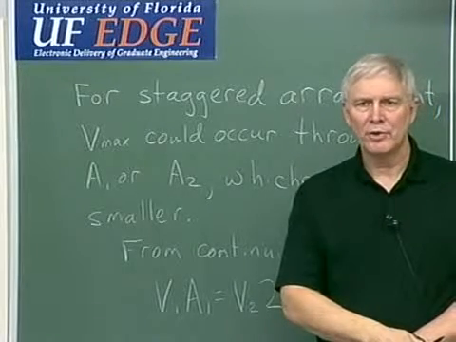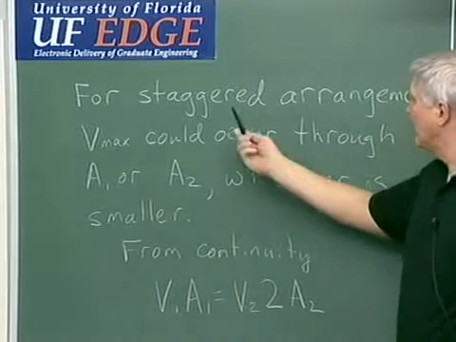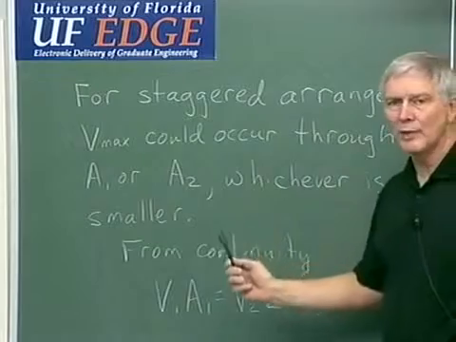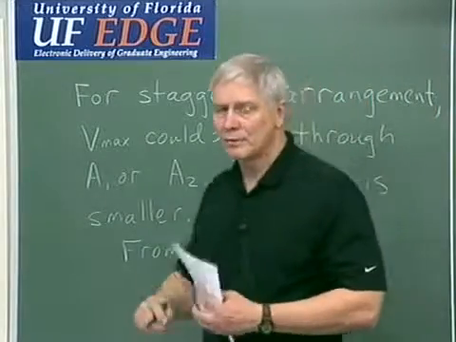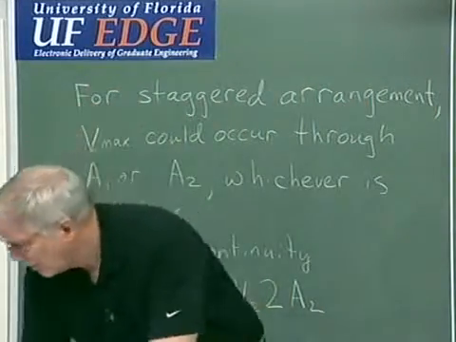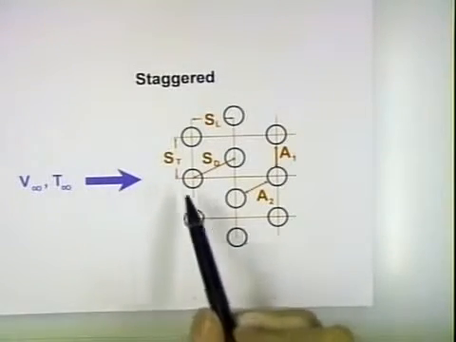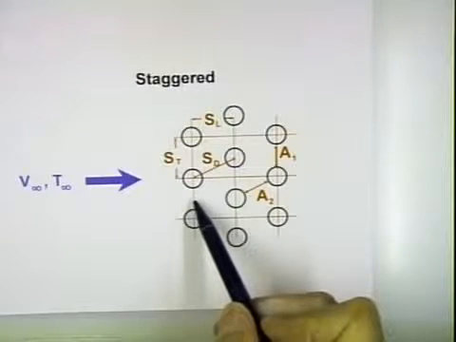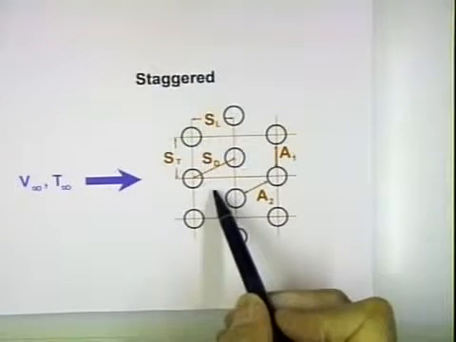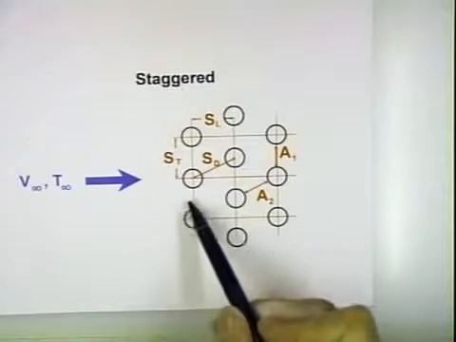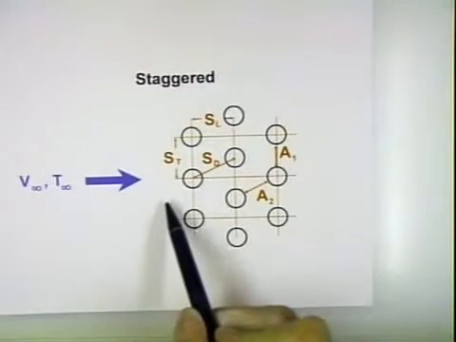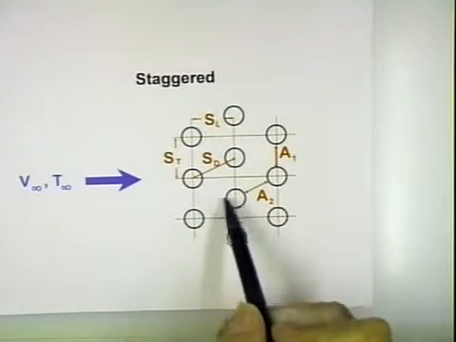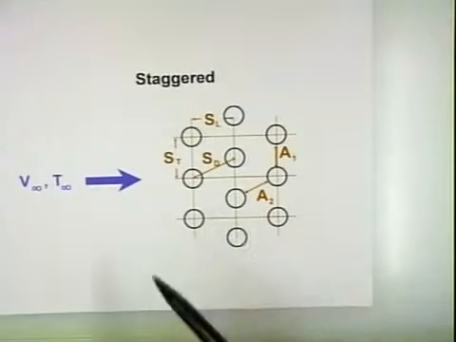Okay, now let's discuss the staggered arrangement. For the staggered arrangement, Vmax could occur through either A1 or A2, whichever is smaller. So let me go over here and I'll demonstrate what I'm talking about. We have the flow coming in, and you can see this would be A1 here. It could go through here, but it's going to make a turn here and go up through A2 right in here. Now when it makes the turn, if you notice, the flow comes in, it goes through this one area, but when it makes the turn, it goes through A2 over here and another A2 over here.